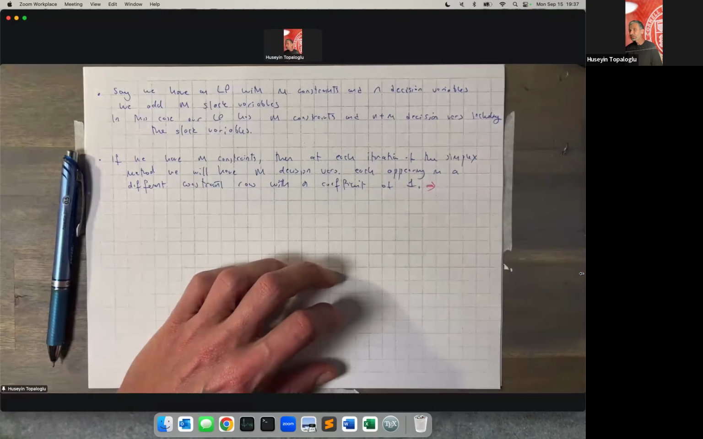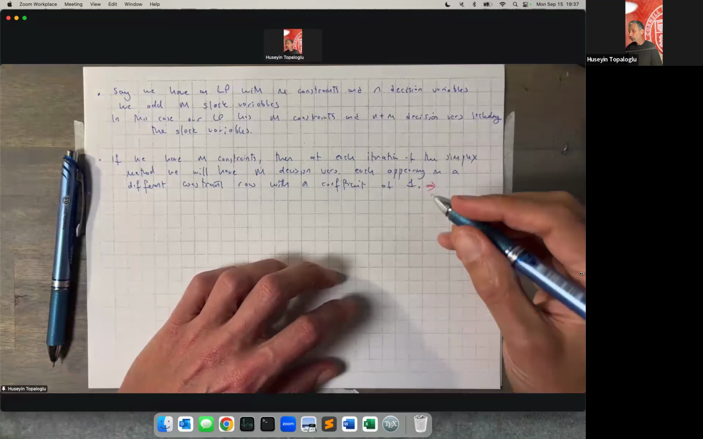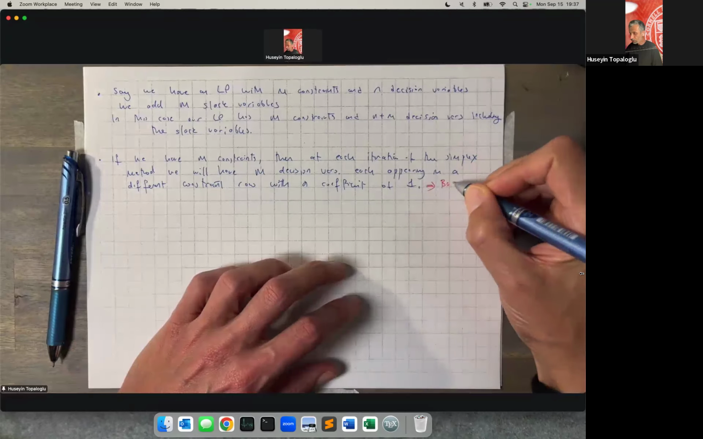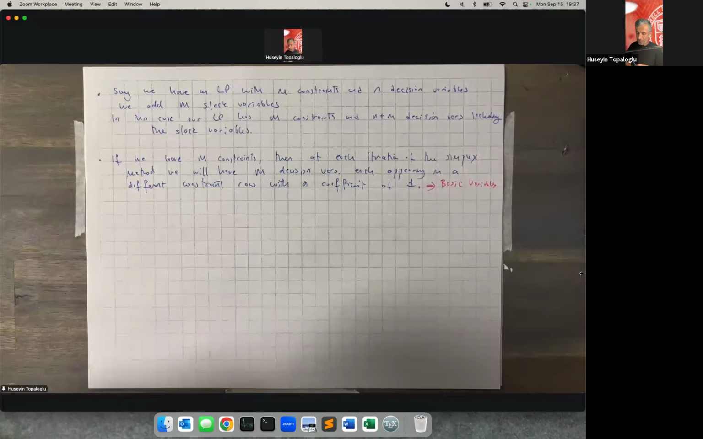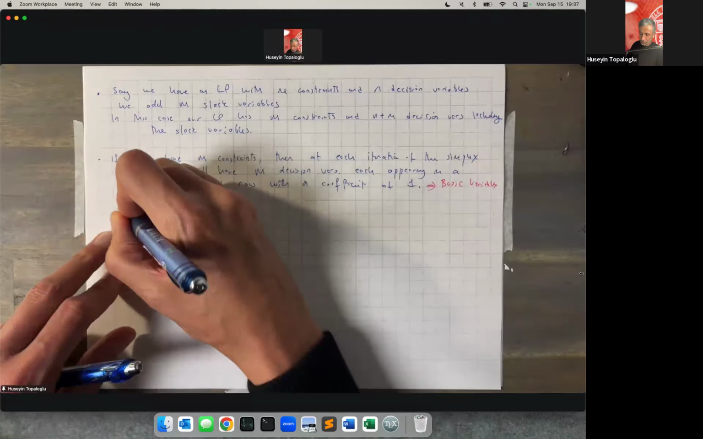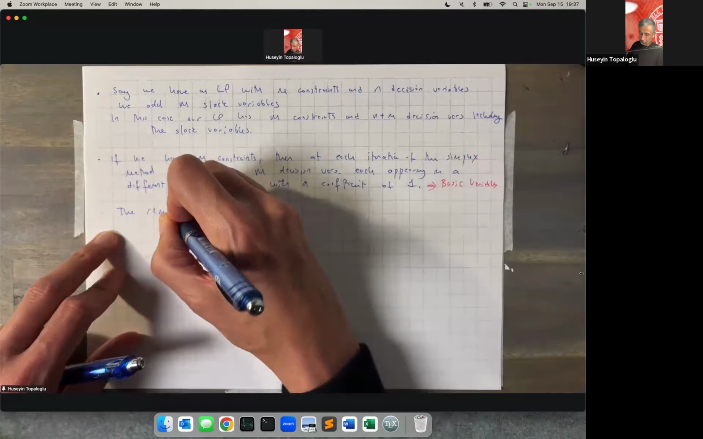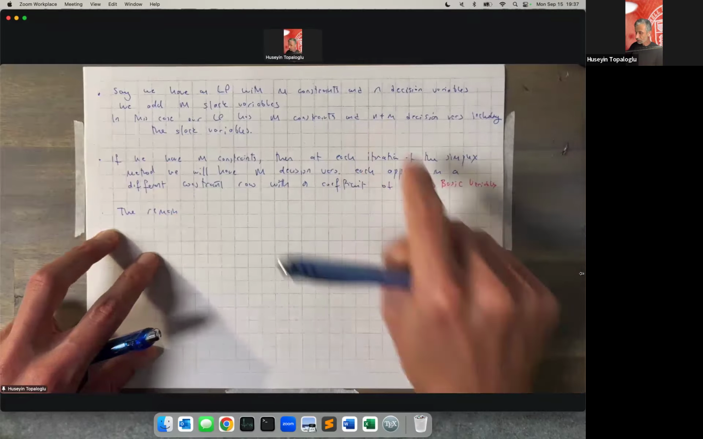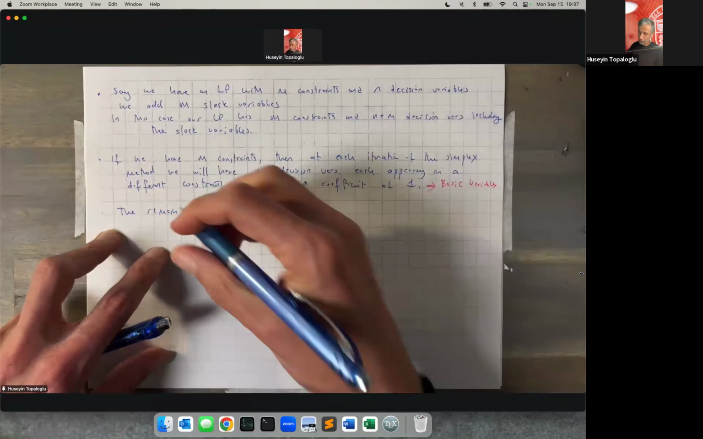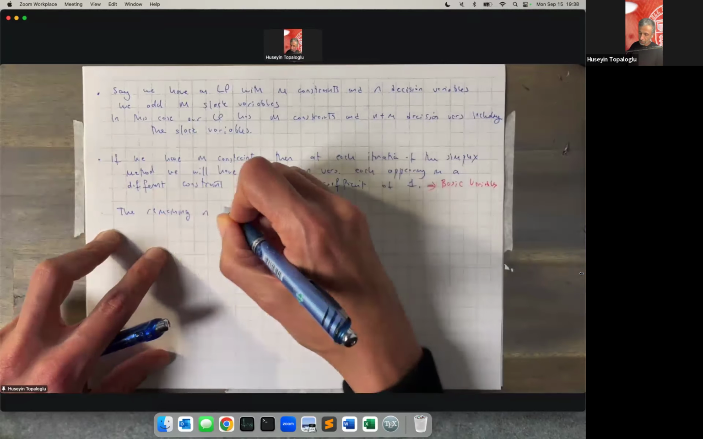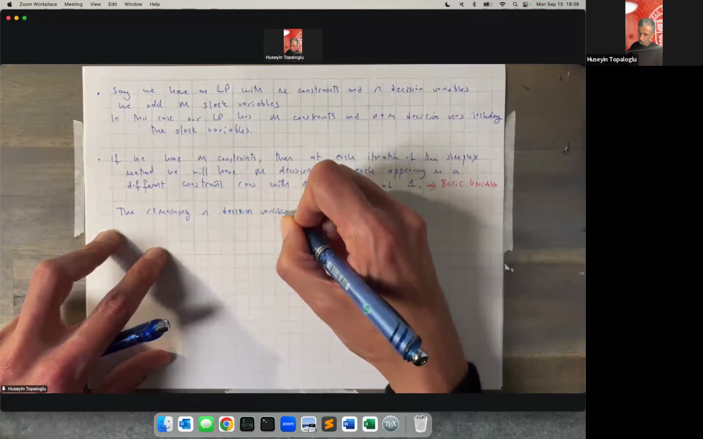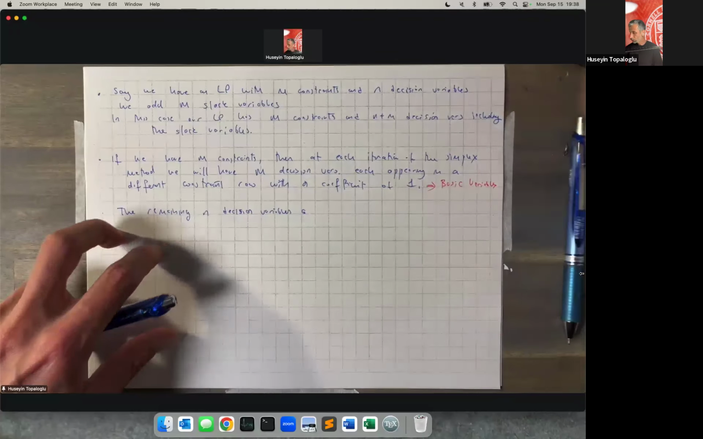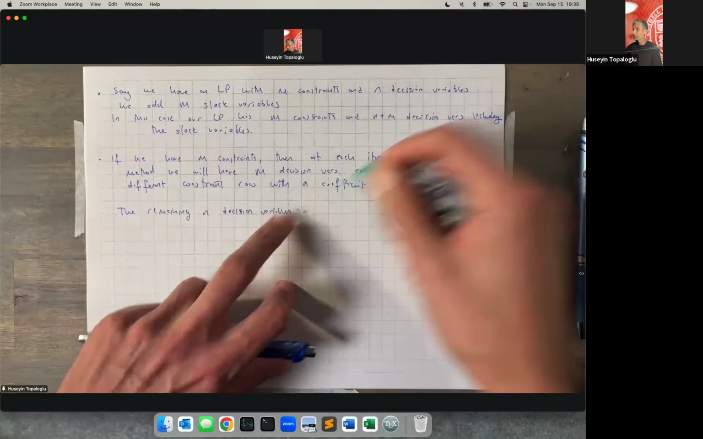So each one of these m decision variables that appears in a different constraint row with a coefficient of 1 is called a basic variable. The remaining n decision variables are called non-basic variables. If I have a total of n plus m decision variables, m of them are basic, so the remaining n decision variables are called non-basic variables.